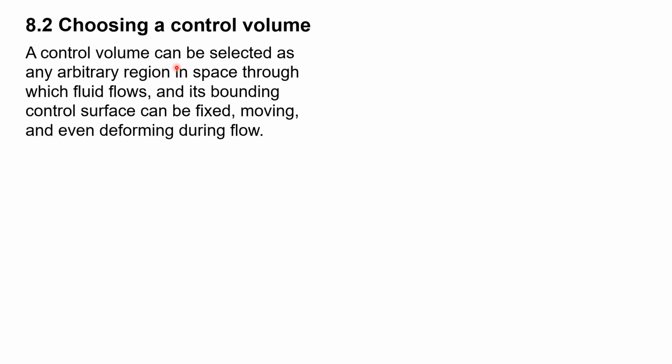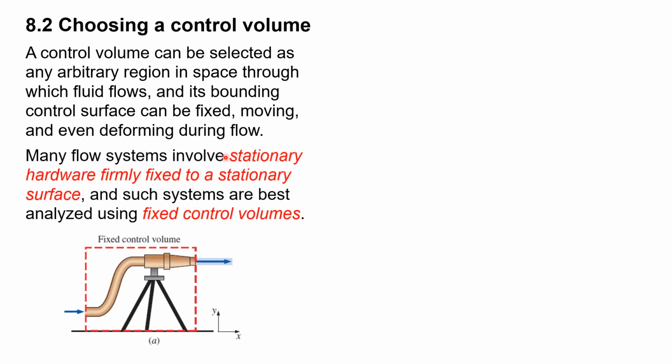Okay, so choosing a control volume. A control volume can be selected as any arbitrary region in space through which fluid flows, and its bounding control surface can be fixed, moving, or even deforming during a flow. So we can choose a control volume for our analysis. Many flow systems involve stationary hardware firmly fixed to a stationary surface.